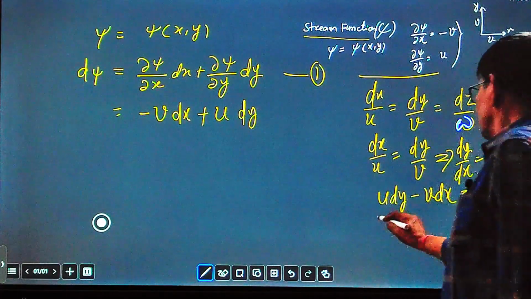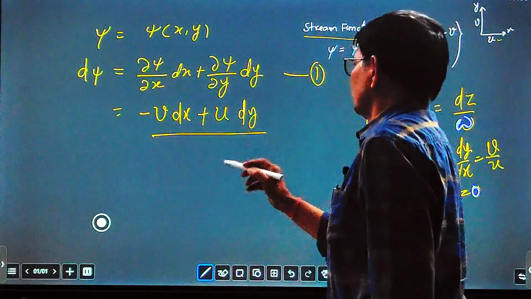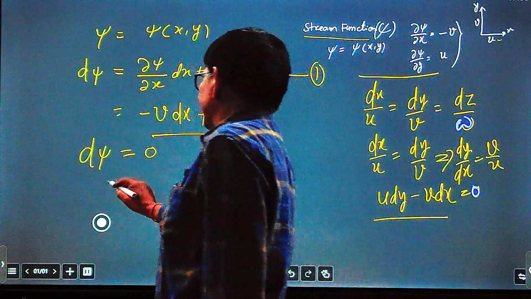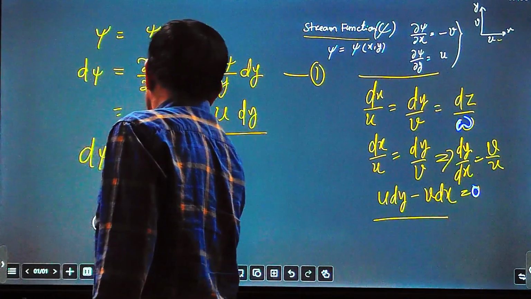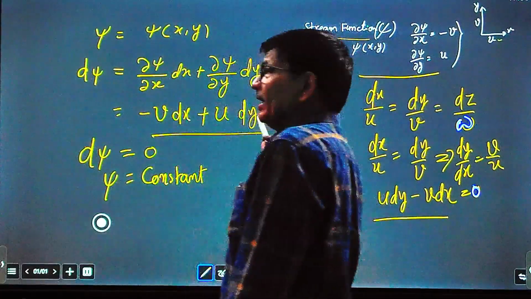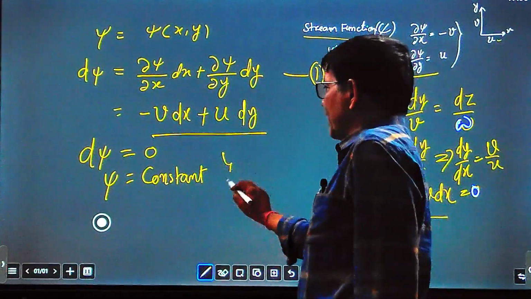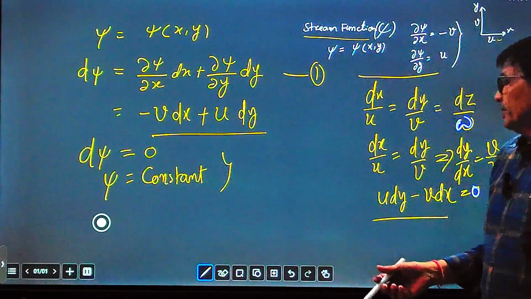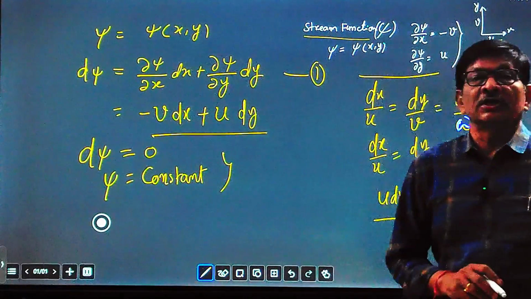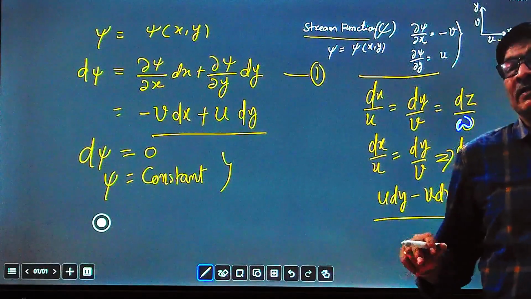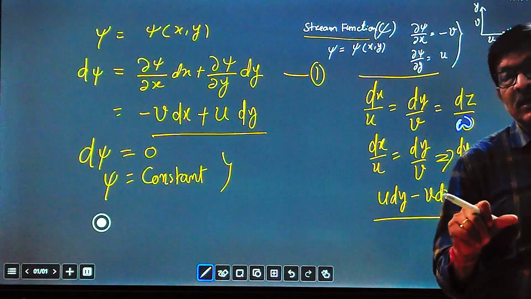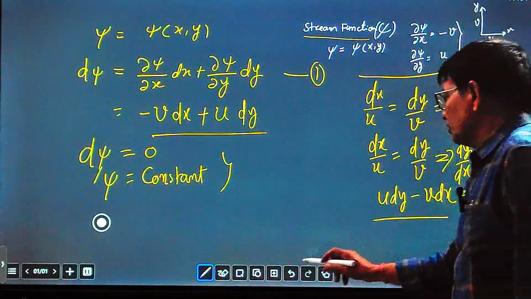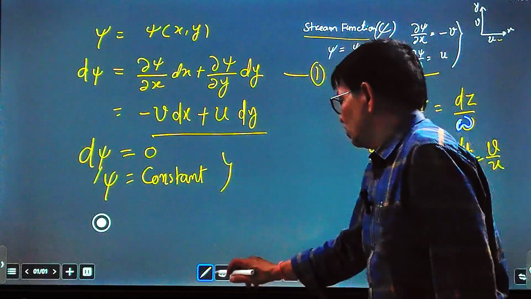So putting this value equal to 0, d psi becomes 0. This means that psi equals constant. This means that for any streamline, the stream function remains constant. There are so many streamlines in a flow field, but for each streamline, this function remains constant.